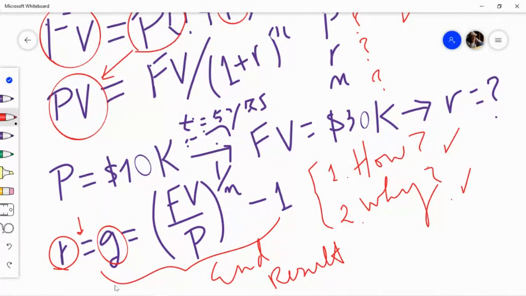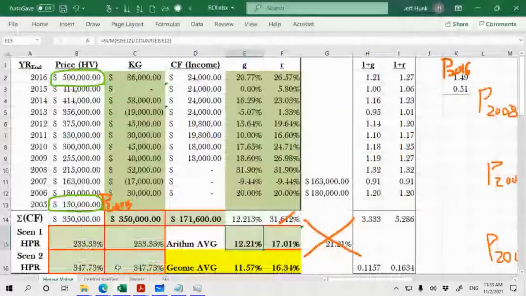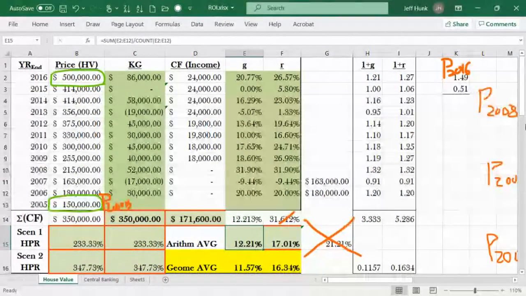First of all, the difference between R and G, actually, they are the same thing. They are only different. Look, in this house value example, column E is G, the growth rate. Column F is the rate of return. Well, they are different, right? But up to a certain point, they are the same. Look.